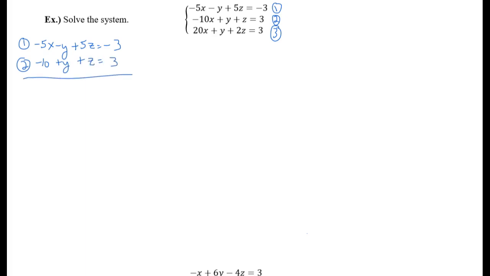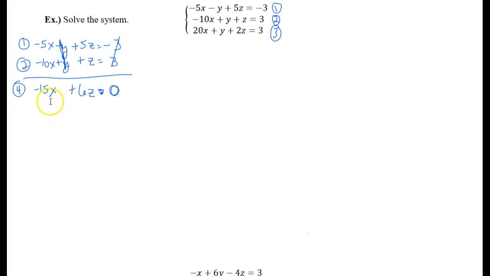and add them up. Negative 5x, oops, there's an x there, plus a negative 10x is negative 15x. Plus y minus y is 0, that's gone. 5z plus 1z is 6z. And negative 3 plus 3 is 0. So I don't lose it, it still has to equal something. In this case, it equals 0. I'm going to call this new equation equation 4.